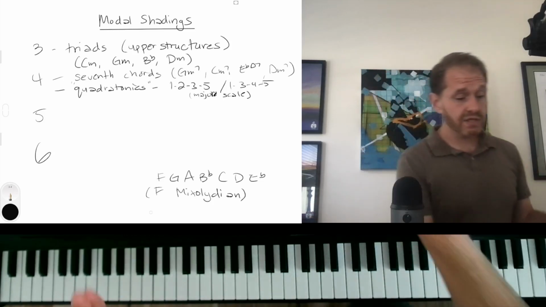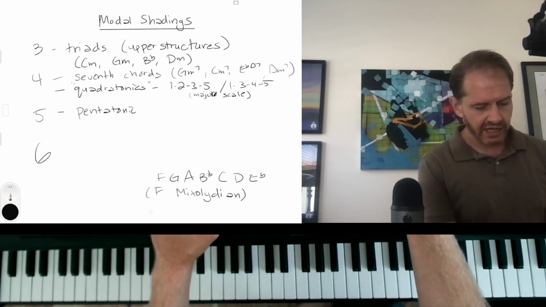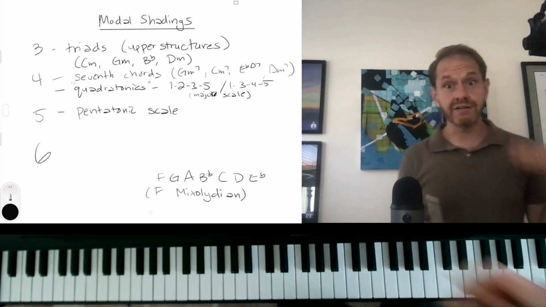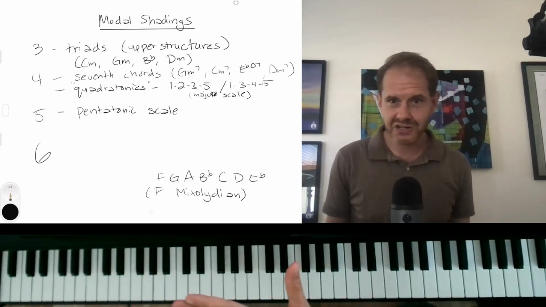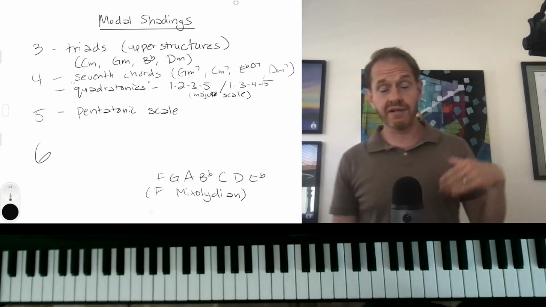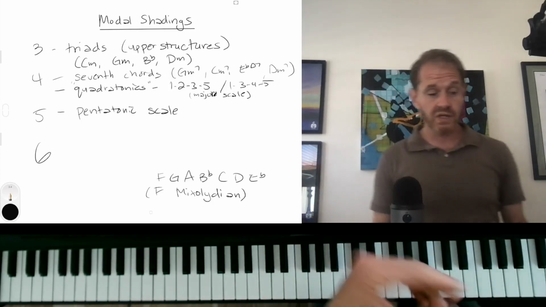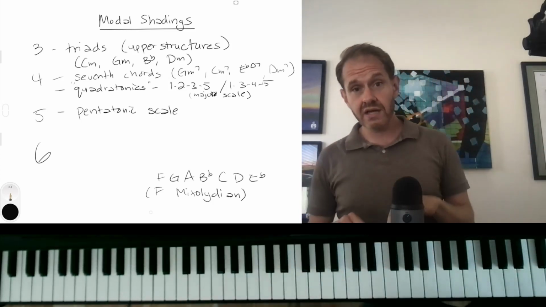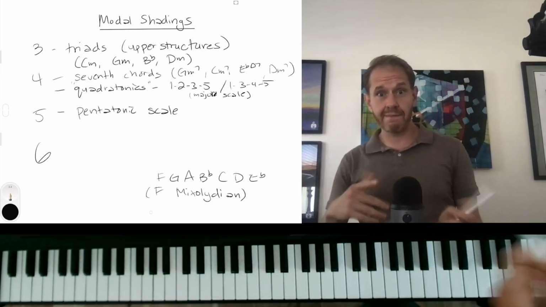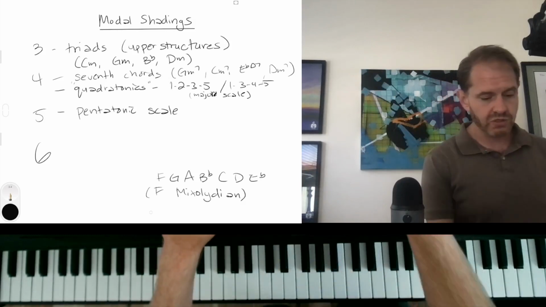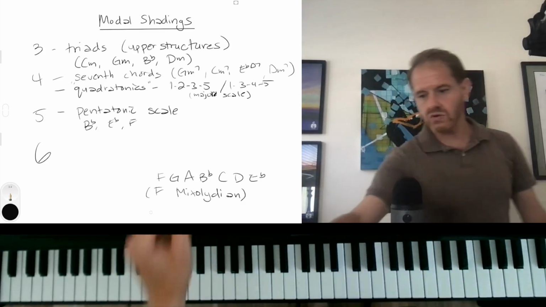All right, 5 notes. The most obvious thing is the pentatonic scale, and we can create a lot of different pentatonic scales potentially, but there's nothing like that good old-fashioned major and minor pentatonic scale. And I say major and minor because these are 2 scales that have the same pitches. Within any mode of the major scale, you're going to find 3 sets of pitches that make up pentatonic scales. So here it's going to be B flat, E flat, and F if I've done my math right. So let's see.